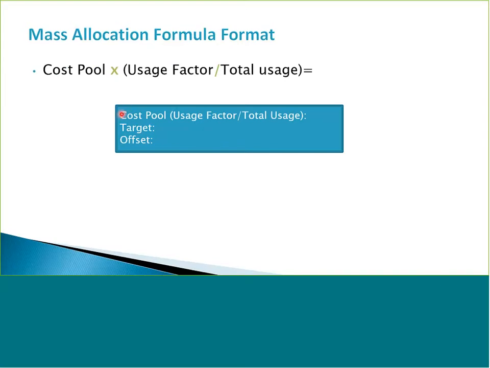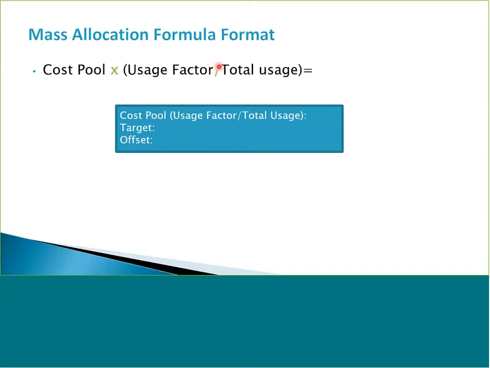So sales and marketing, finance, human resources, add all the employees that work in those departments, divide that total cost by the total number of employees to get the cost per employee. Then to find the cost for each department, which is what we want to do, we multiply by the number of employees in each department. So that is the same way that the mass allocation formula is defined.